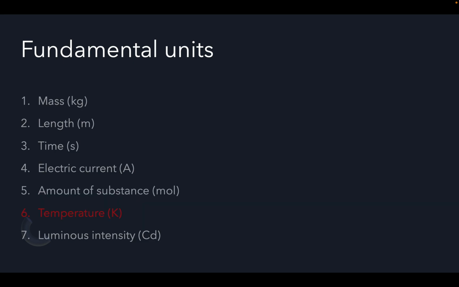And sixth is temperature, and this is written as K or kelvins, and 1 Kelvin is equal to negative 272.15 Celsius. And last is luminous intensity, which is written as cd or candela, but in IGCSE physics or IB physics, the understanding for this unit is not required.